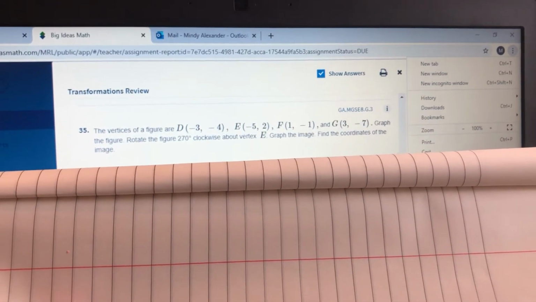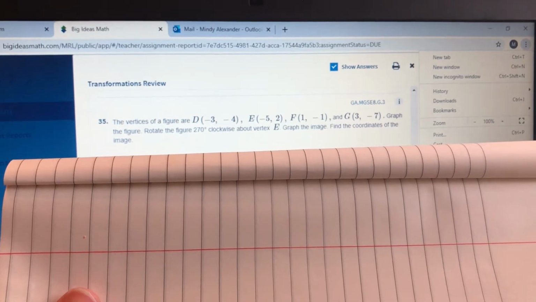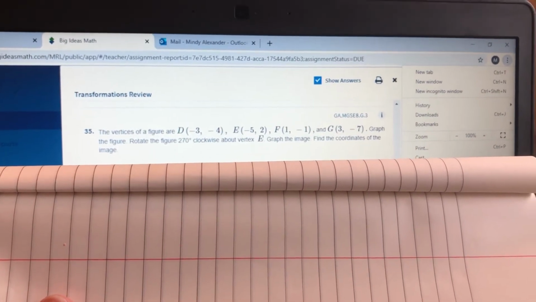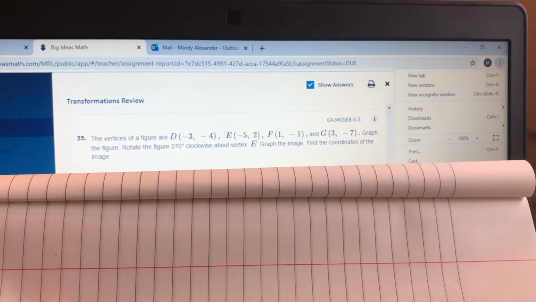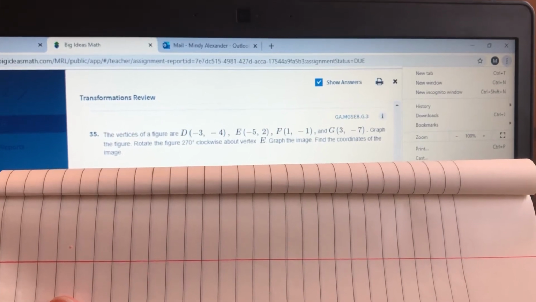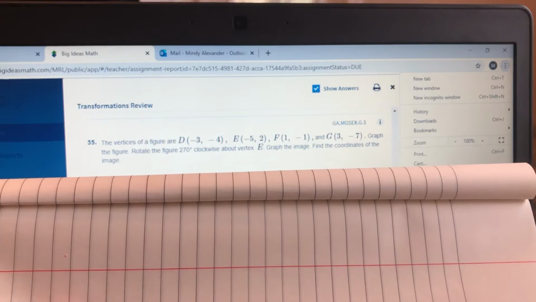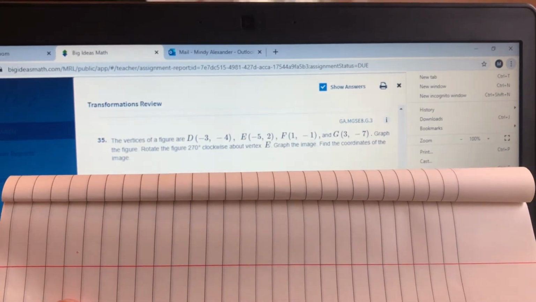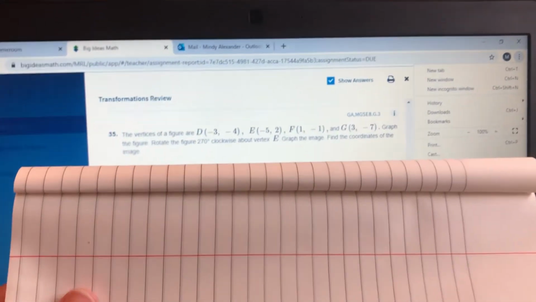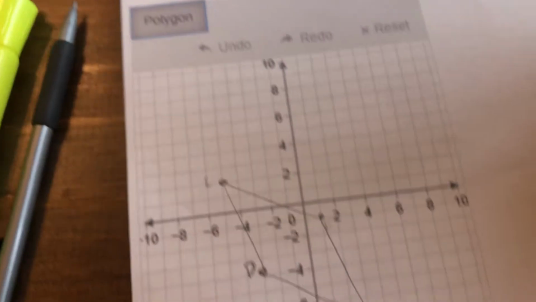All right, so here's some help on number 35, which a bunch of you have been emailing me about. This one asks you to rotate this polygon, which ends up being a quadrilateral because it has 4 sides, about the vertex E, and you're supposed to rotate it 270 degrees clockwise. The trick on this one is you're not just rotating it around the origin, you're rotating it about that E. So to speed things up, I already took those 4 points and graphed them right here for y'all.